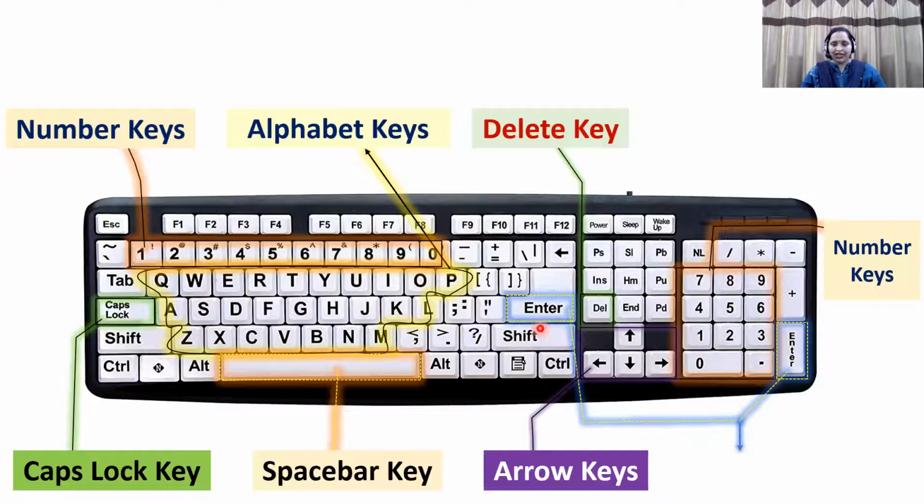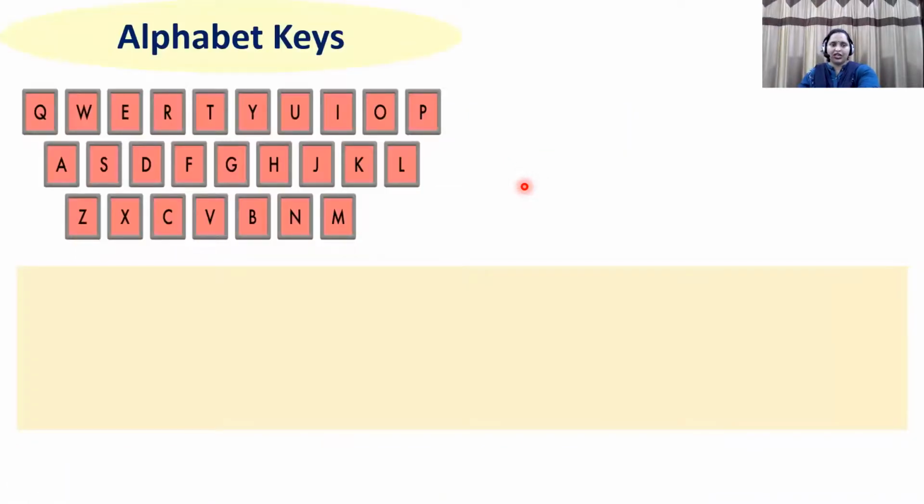Now, identify these 2 keys. Here it is written enter, and here it is written enter. So, what do we call these keys? Enter keys. I hope children, now you are all familiar with the different types of keys that are present on our keyboard. These are the main keys which we use on and on. It means which we use regularly.